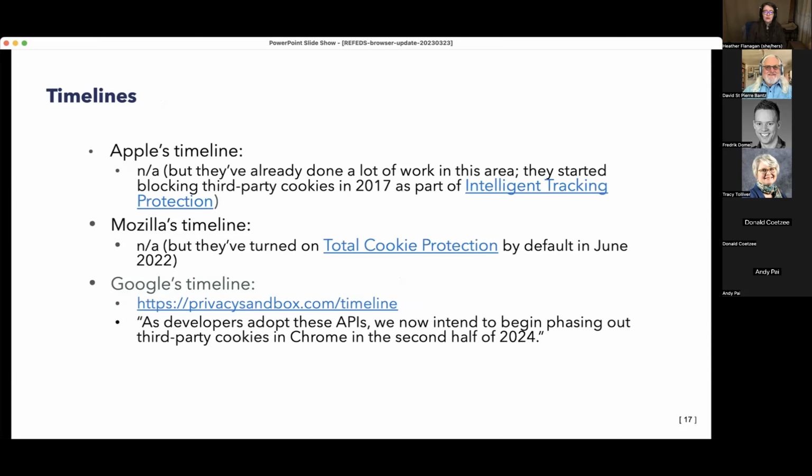What are the timelines anyway? So Apple's timeline, Apple, bless their heart, doesn't actually publish timelines.